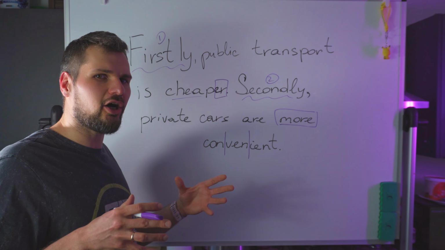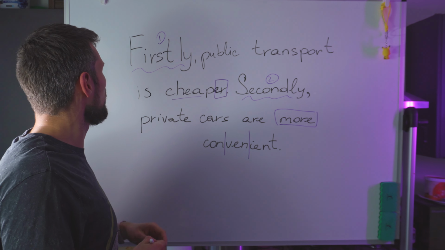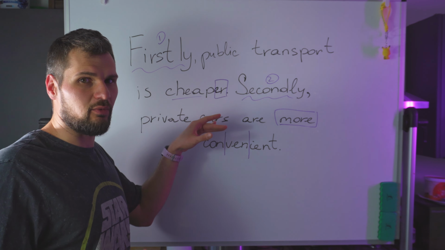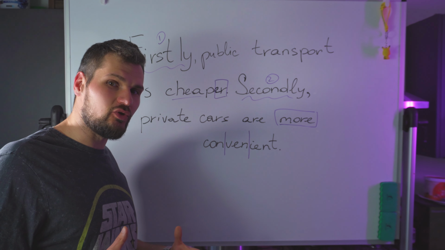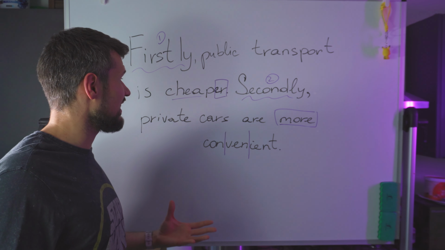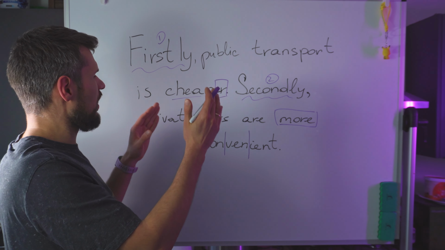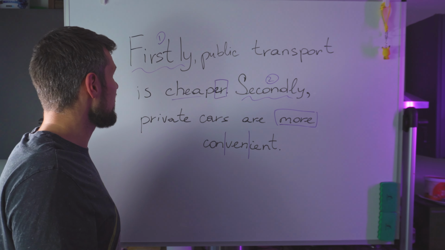Now, the thing here though is that those two forms of transport are not in a sequence. They are happening at the same time. So we don't need sequencing language. Instead, we need to use comparative language, because again, we're comparing public transport's advantage with private cars' advantage.